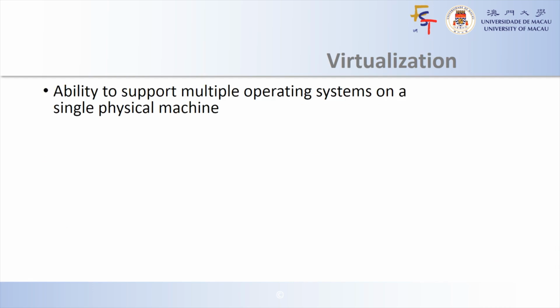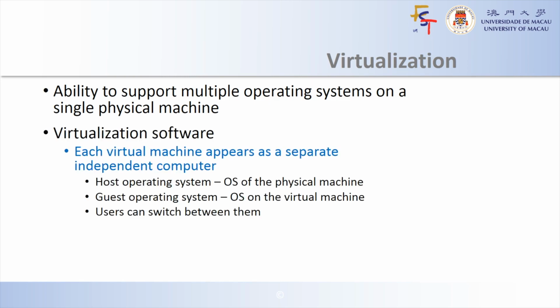Virtualization, the ability to support multiple operating systems on a single physical machine. With virtualization software, the physical machine can be logically separated into two or more independent virtual computers known as virtual machines. Each machine appears to the user as a separate independent computer with its own operating system.